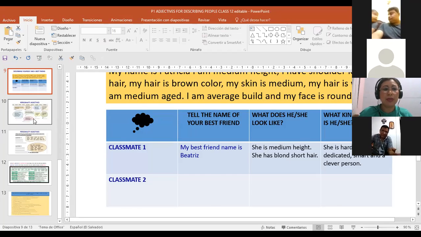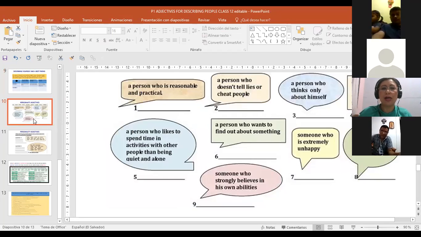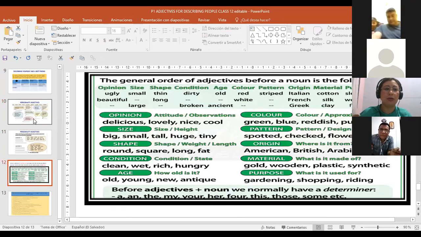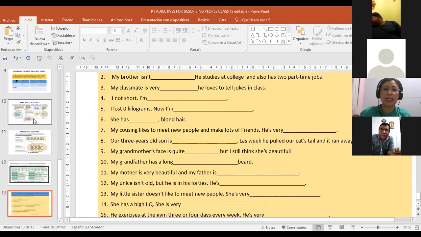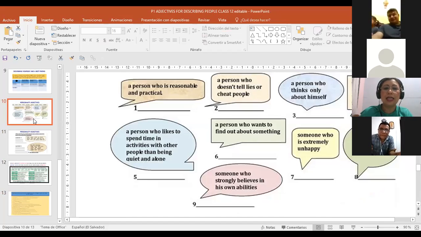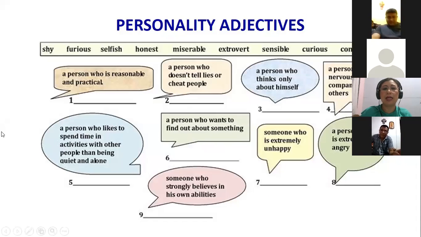So I'm going to stop this part and remember that you have the material. I would like that you can continue completing these exercises. Me gustaría que puedan continuar revisando el material y completando estos dos ejercicios, ¿verdad? Sobre todo este. A good friend is, ustedes ya describieron lo que es un buen amigo. A good student is, ¿cómo es un buen estudiante? And here, trying to guess what's the description, ¿verdad? ¿Cuál es la descripción? Aquí estamos hablando acerca de personality adjectives, ¿ok?